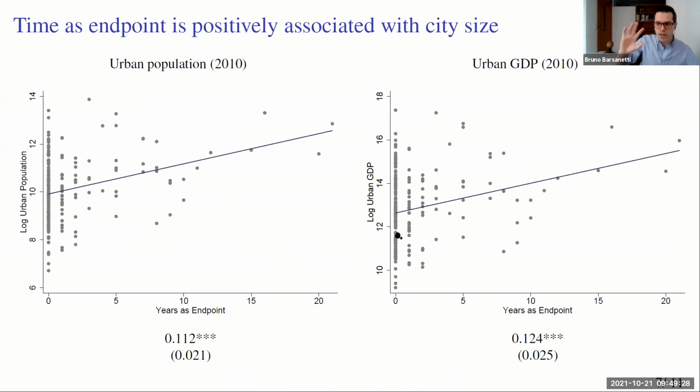And so this graph here shows the main results. What we see here is simply this scatter plot where we have the logarithm of urban population 2010 of these municipalities against the number of years they spent as railroad endpoint. And we see that there is clearly some positive association here. So basically, in my baseline estimates, we see an effect of 0.11 log points for each additional year as a railroad endpoint. And the results are similar when we look at urban GDP.